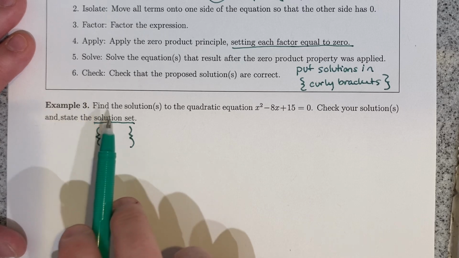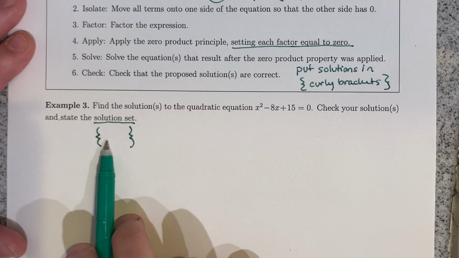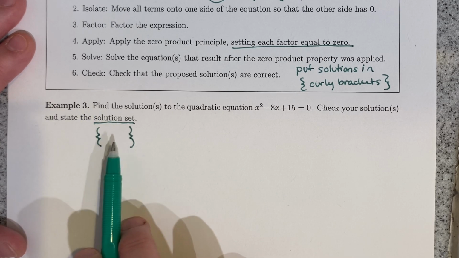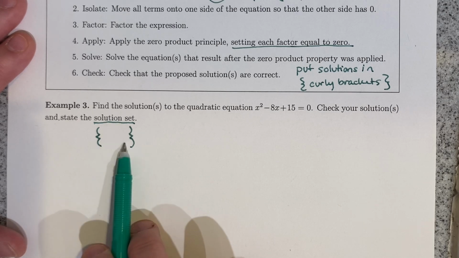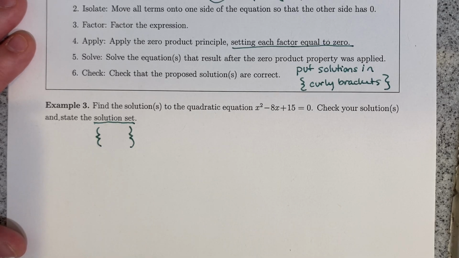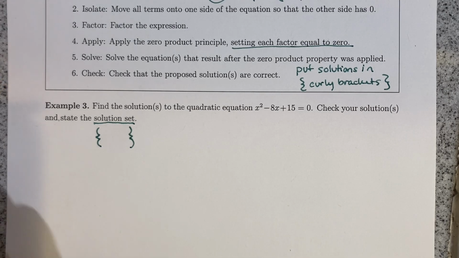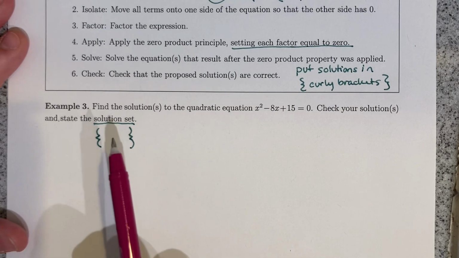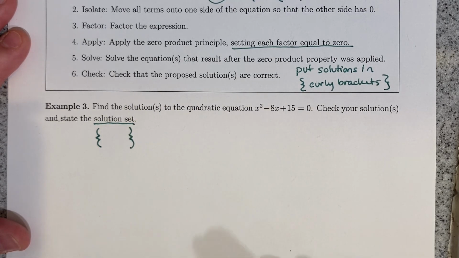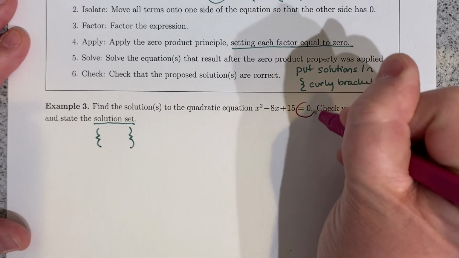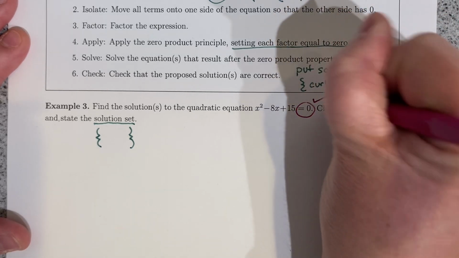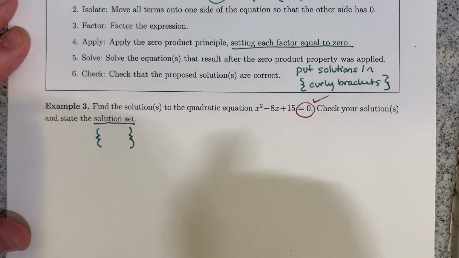So if they say state the solution set, that means after we're done solving an equation, we put whatever x is, to make it true, in curly brackets. So let's try this one. It says find solutions to this quadratic equation. First thing to check is, does it equal 0? It does, so we're good with that. Then we factor.